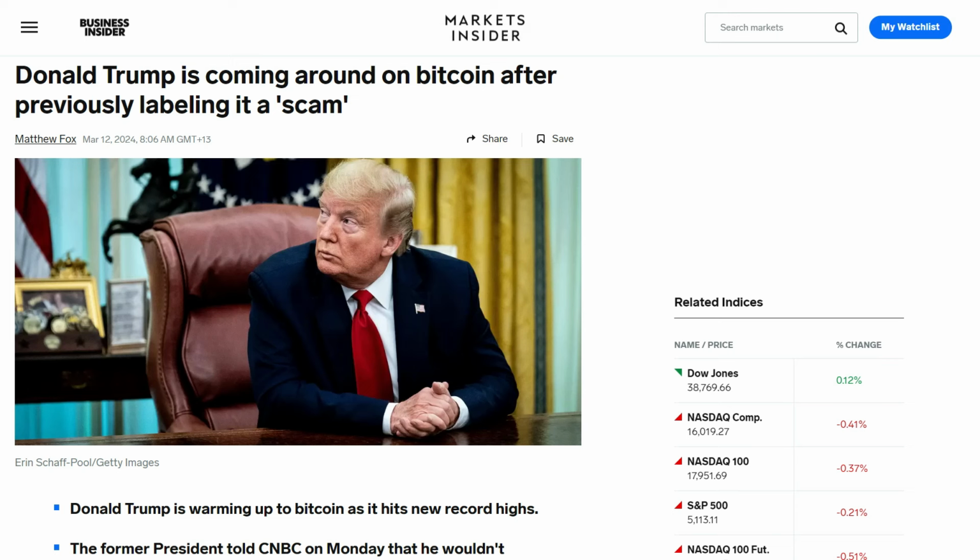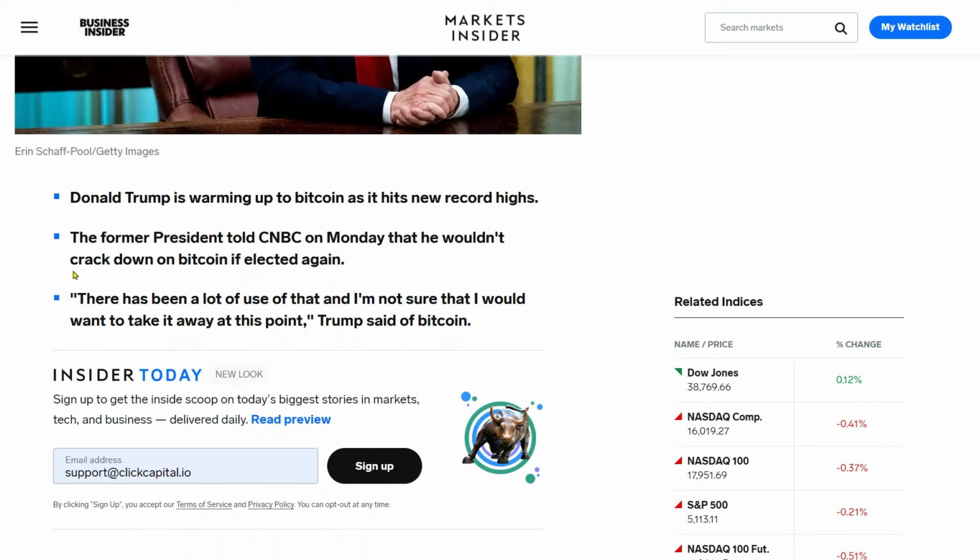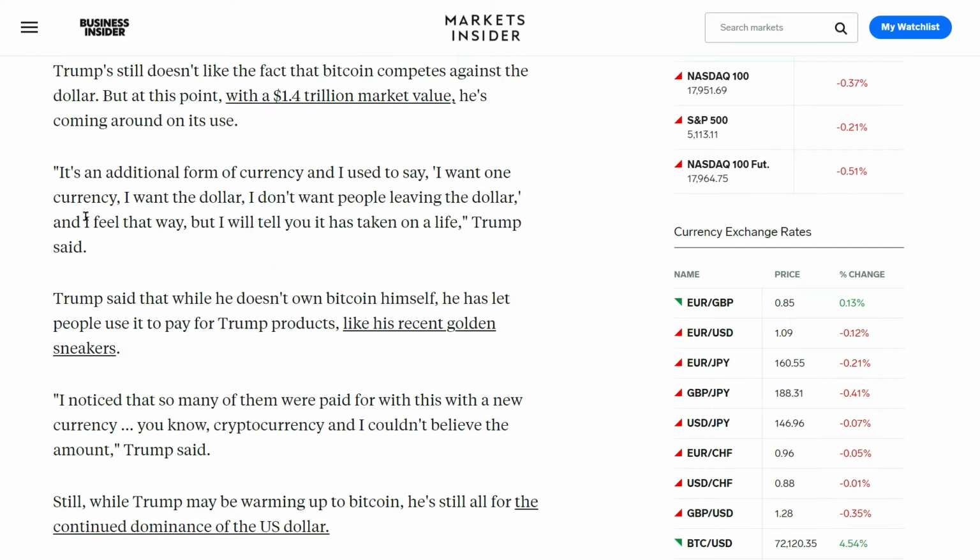We've even got the frontrunner for this year's US presidential election, Donald Trump, coming around on Bitcoin after he previously labeled it a scam, saying today there's been a lot of use of that, and I'm not sure that I would want to take it away at this point. He also added it's an additional form of currency, and I used to say I want one currency, I want the dollar, I don't want people leaving the dollar, and I feel that way, but I will tell you it has taken on a life.